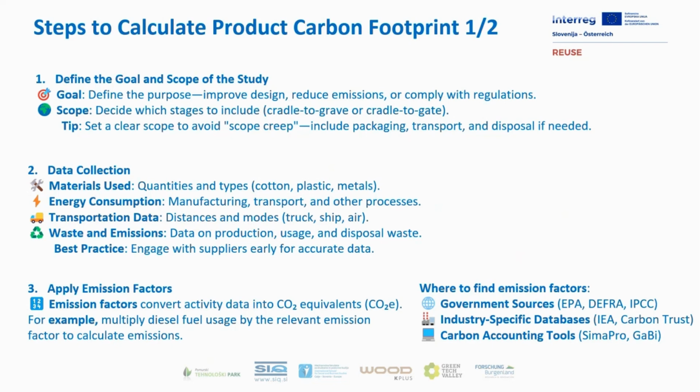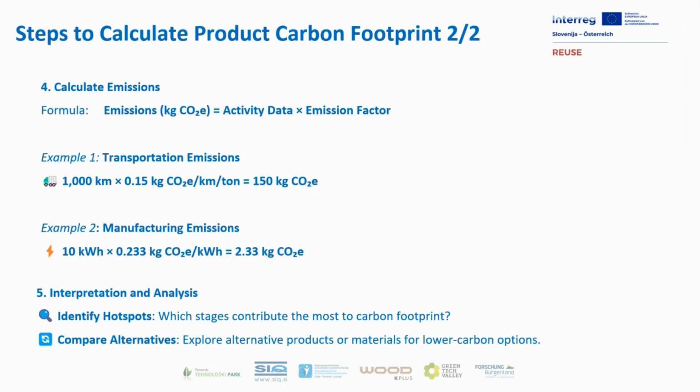These factors are found through the sources which we mentioned, EPA, DEFRA, or tools like SimaPro and GaBi, which help estimate greenhouse gas emissions across different activities. By systematically following these steps, we can calculate the carbon footprint of a product accurately, aiding environmental management and strategy formulation. Then we have step 4, which is calculate emissions.